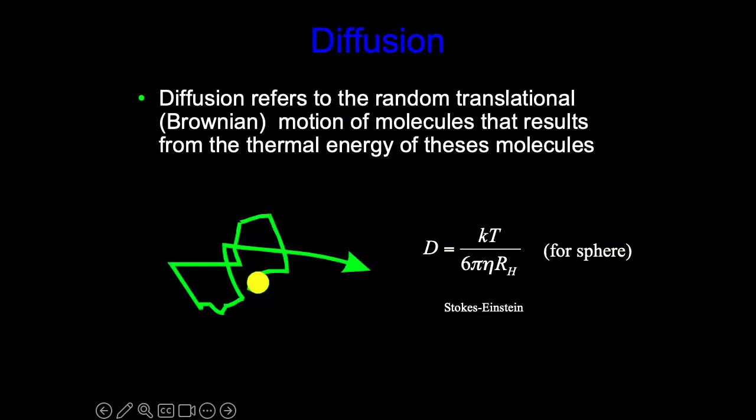So diffusion refers to the random translational or Brownian motion of molecules that results from the thermal energy of these molecules. So here's my little molecule. We're talking about the protons on water, so those are the molecules that we're going to be talking about for imaging. So under thermal energy, it's going to have this random movement, and then the diffusion coefficient is directly proportional to the temperature, and then inversely proportional to the viscosity of the solution that molecule's in, and then also the size.